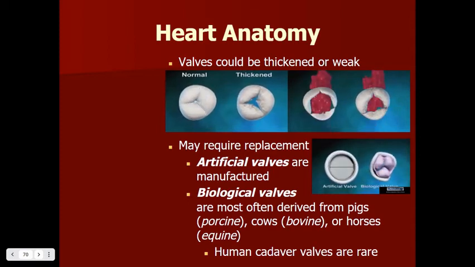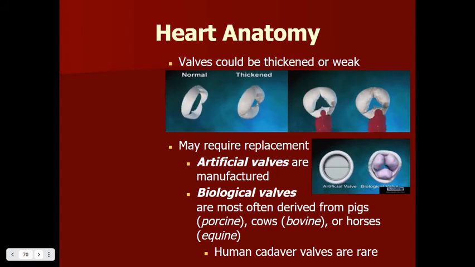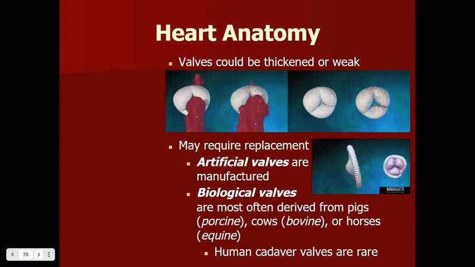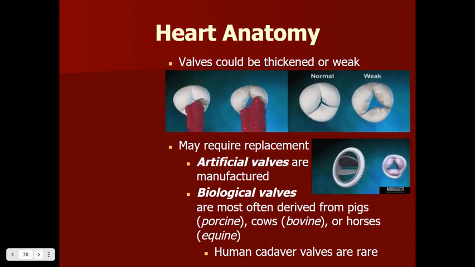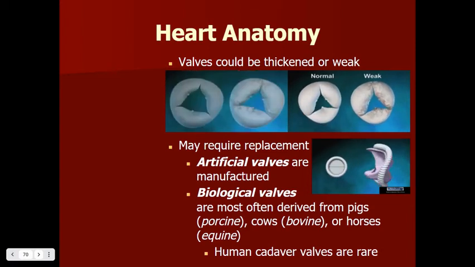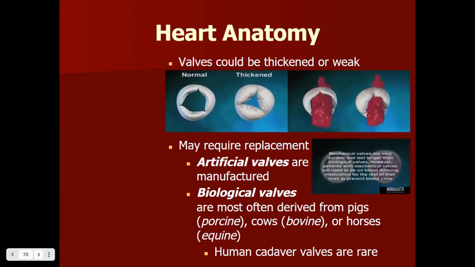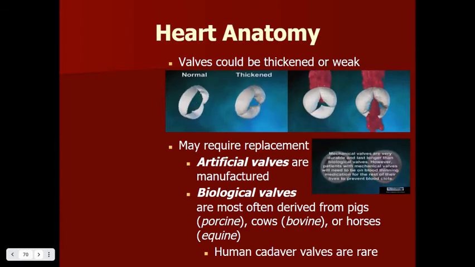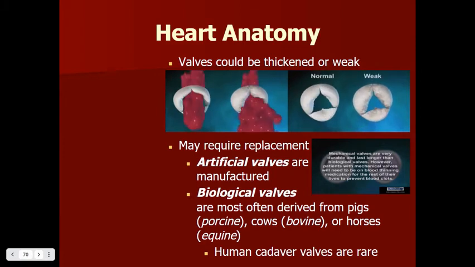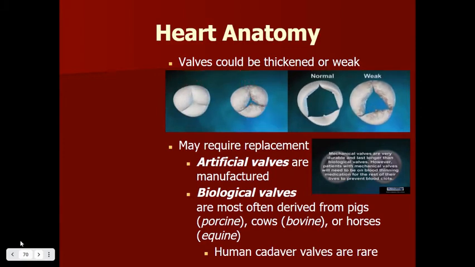Human cadaver valves are rare, and that's because usually if we have a cadaver heart, that entire heart is going to usually be used for a transplant rather than just taking the valves out of the heart. So that's why oftentimes artificial valves are used or biological valves from pigs, cows, or horses.